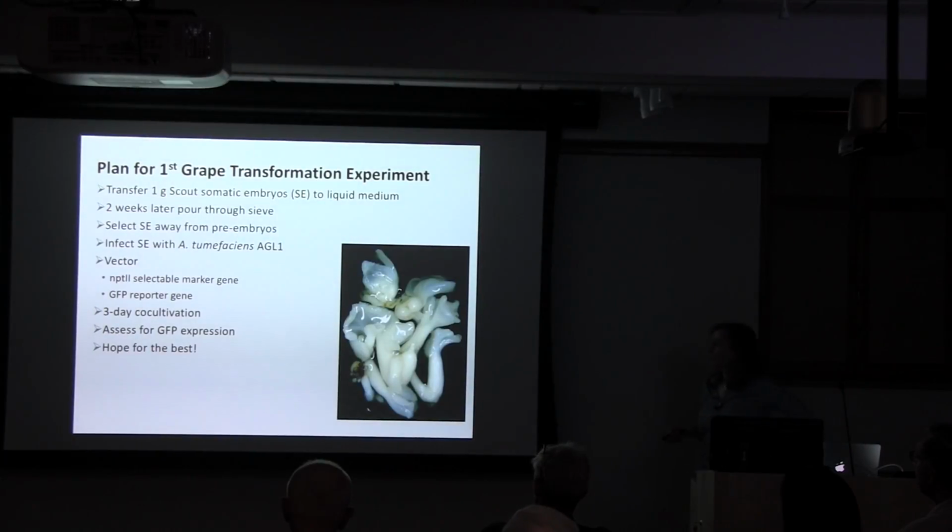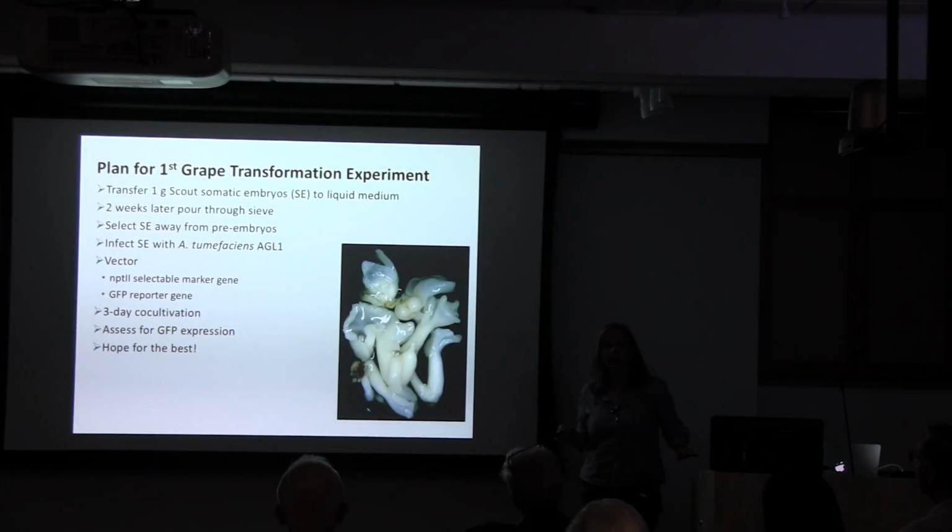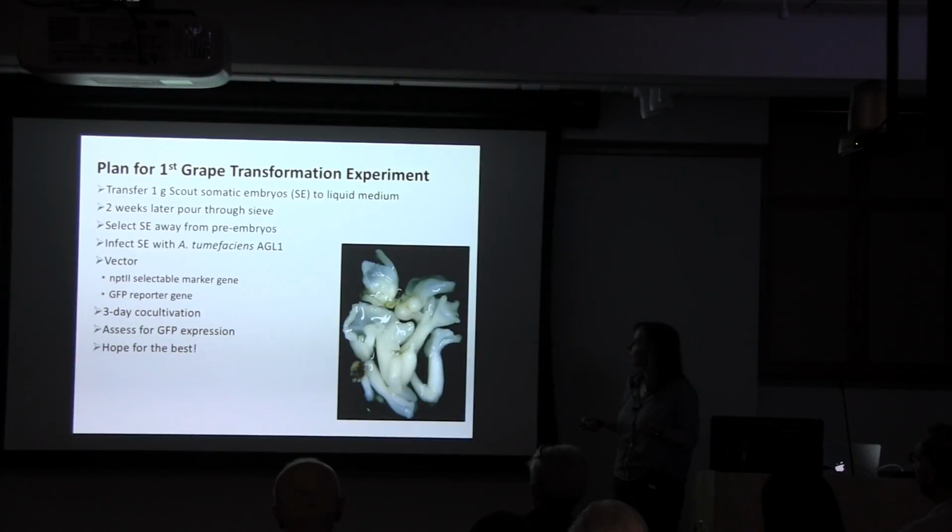So we haven't done a transformation yet, but we will be doing one in about 3 weeks. We needed to be able to bulk up those somatic embryos until we had enough to do a transformation. And according to people I've talked with and through the literature, what we're going to do is take 1 gram of the scout embryos, the somatic embryos, the more well-developed ones. They go into a liquid medium for 2 weeks on a shaker, and then that solution is poured through a sieve. The smaller embryos will go back into a liquid, and then we'll pick off those larger embryos and use this for transformation.